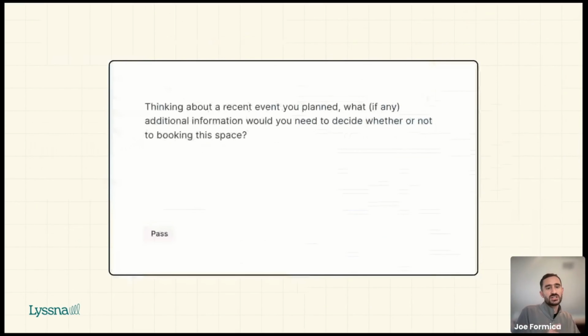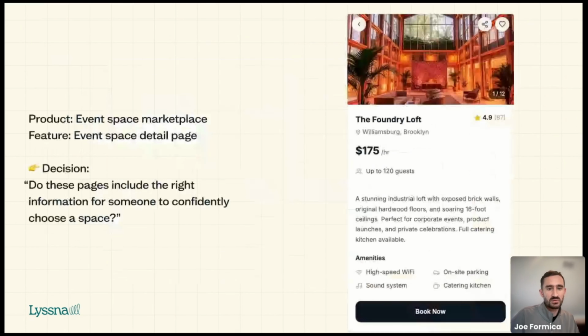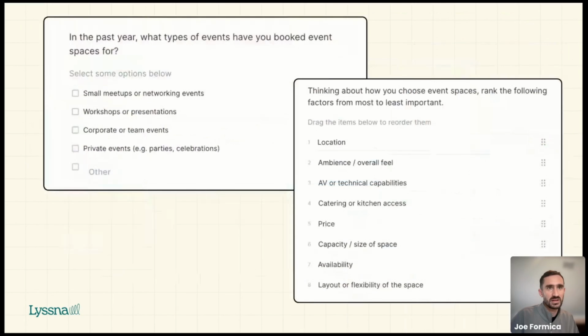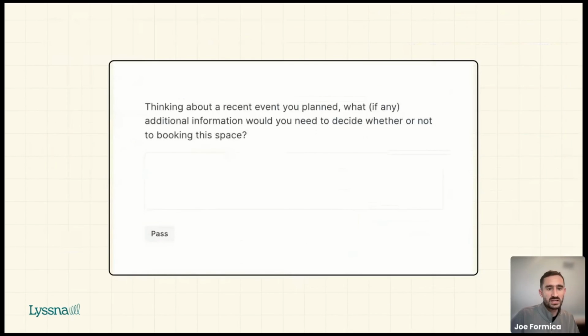So if we ask those questions, then when we get to this one, thinking about a recent event you planned, what, if any, additional information would you need to decide whether or not to book this space? So then when we get to that question that was previously this complicated imaginary one, we're asking them about their preferences, the things that they care about, a recent event that they've hosted, and making it much easier for them to pull from their own experience.